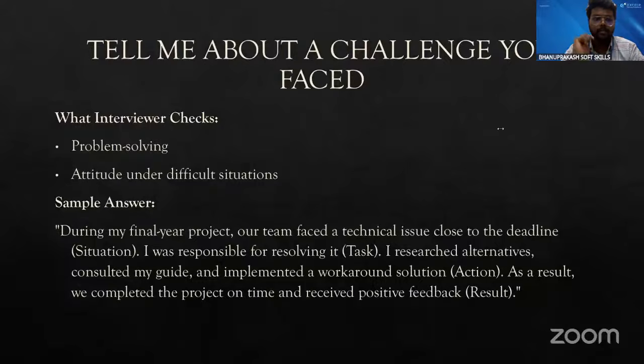Okay, anything else? Confidence skills, okay. Dress code, okay. Time management, attitude skills, okay. Just presence, okay. Personality.